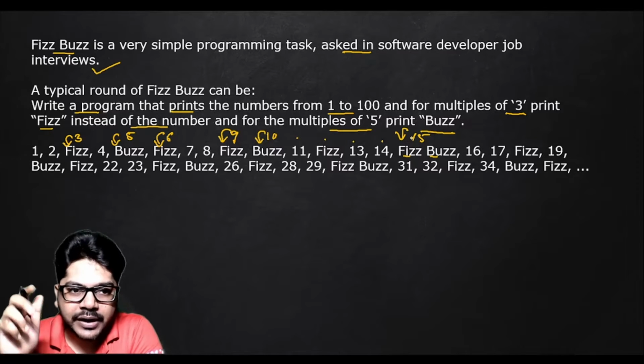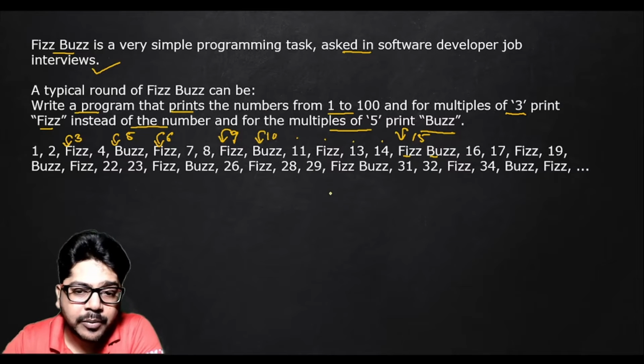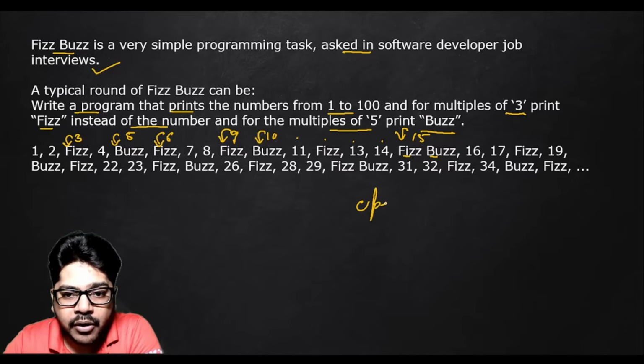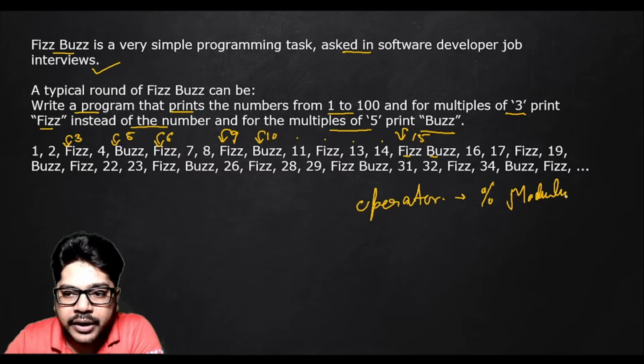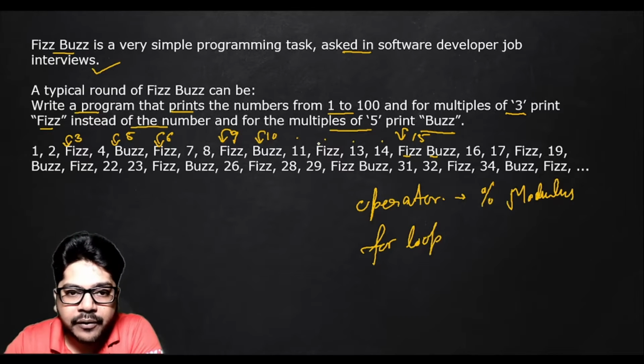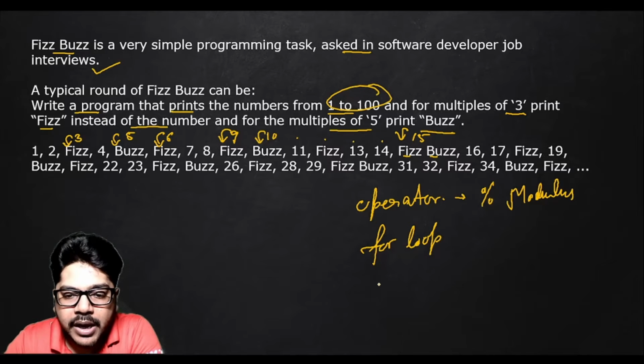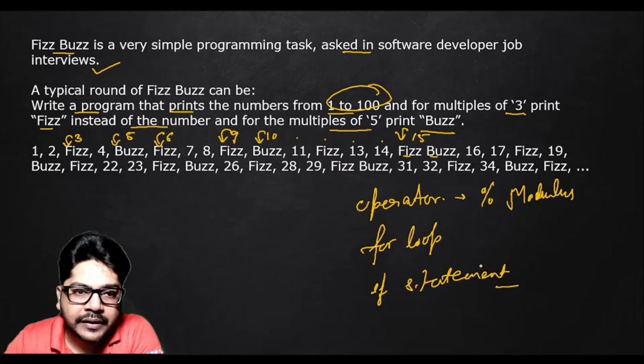The question is very easy. Even if you know a small amount, if you know operators, and if you know this particular operator called the modulus operator, then you are already on the track. Then you need to use a loop, a for loop, because it is given 1 to 100. And then we use an if conditional statement. So using these three things the question can be solved easily.